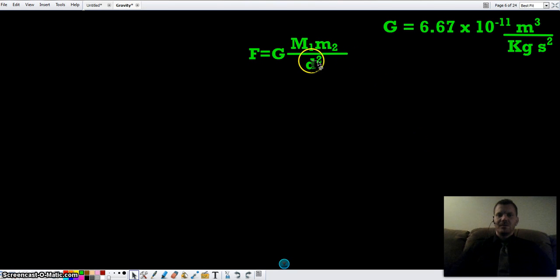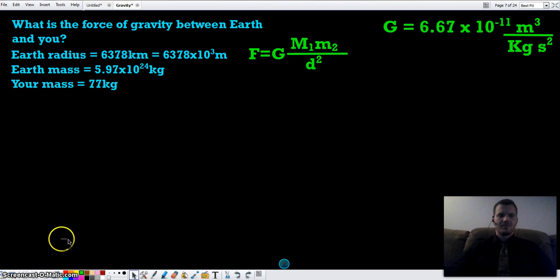So let's work through a problem using this equation. What is the force of gravity between Earth and you? Earth's radius is 6,378 kilometers. Now we can just use Earth's radius and ignore the distance to the center of your mass, because you're so much smaller than Earth, it really doesn't matter. And Earth has higher and lower points, so we're just going to go for an average here. You would likely be at 6,378 kilometers from the center of Earth to the center of you.